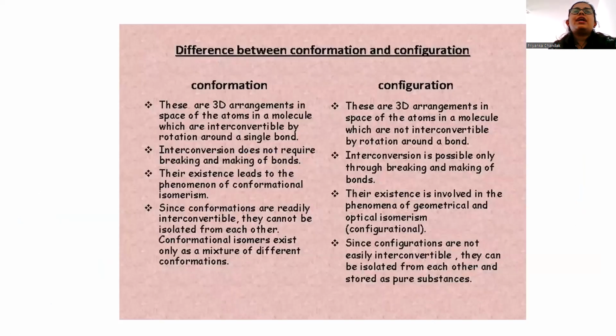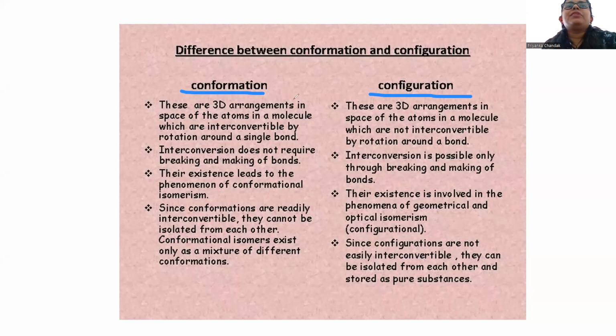Before starting the types of geometrical isomerism, I want you to understand these two terms, conformation and configuration. Okay, so this image I have taken from Google itself, but this is very important. Once you understand the difference between conformation and configuration, it is very easy to understand all the remaining terms in this chapter.